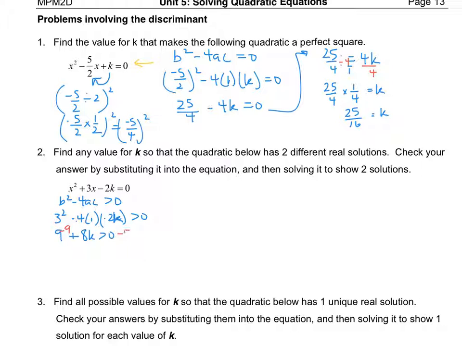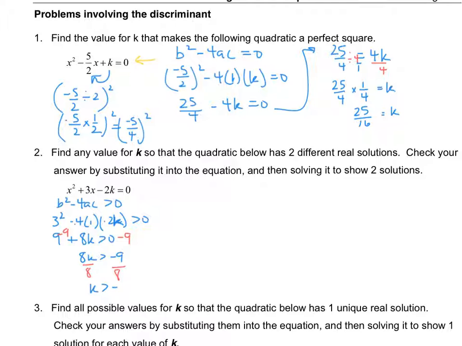So in my example here, I'm just subtracting 9 from both sides. It's not going to change my inequality. My 8k would have to be greater than negative 9. I'm dividing by positive 8 next. As long as I pick a k value that's greater than negative 9 over 8, I am going to get 2 different real solutions, 2 different x-intercepts for that.